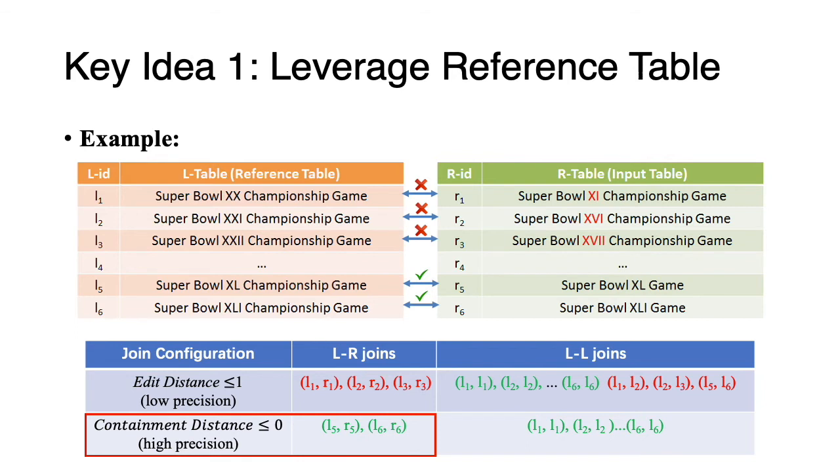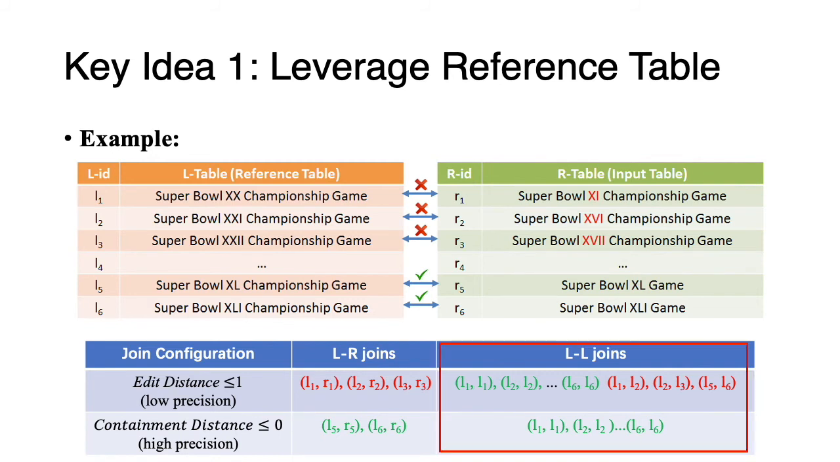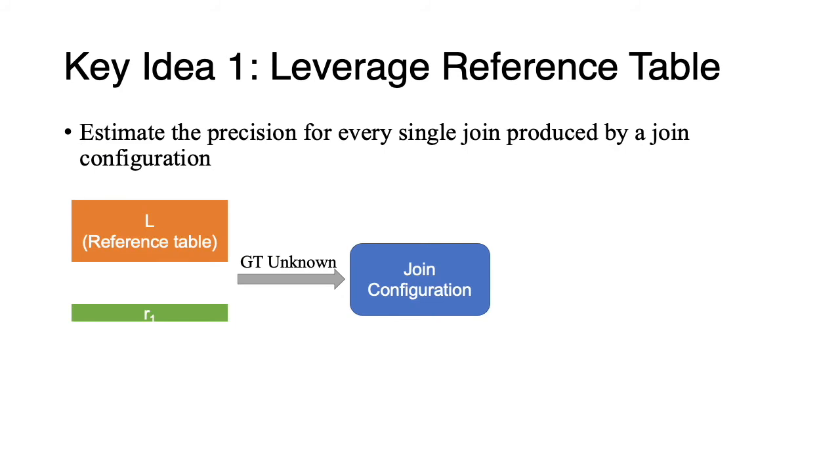and L6 R6. Now let's use the join configurations to join the L table with itself. As we can see, the low precision join configuration can produce more LL joins than the high precision one. This verifies our intuition that the fewer the LL pairs joined, the higher the precision is. Based on this intuition, we propose a method to estimate the precision for every single join produced by a join configuration, representing how likely this join is to be correct.